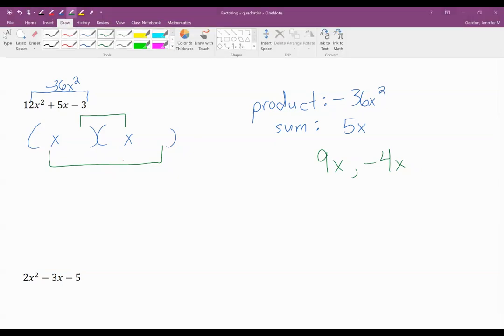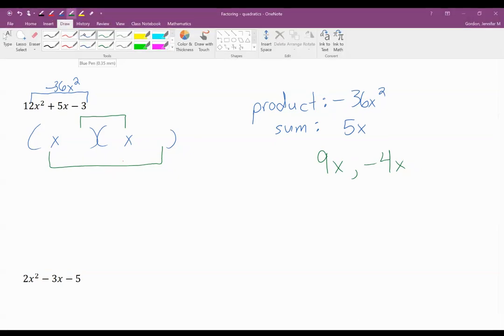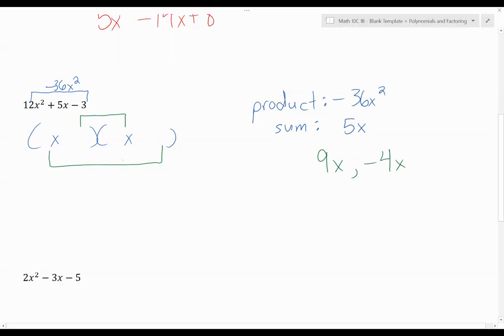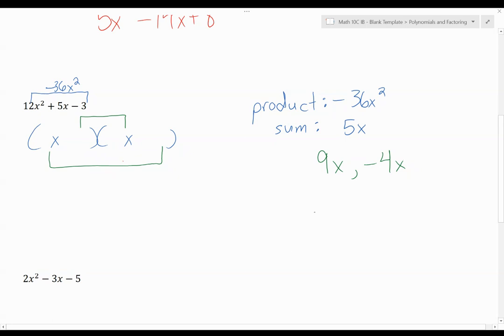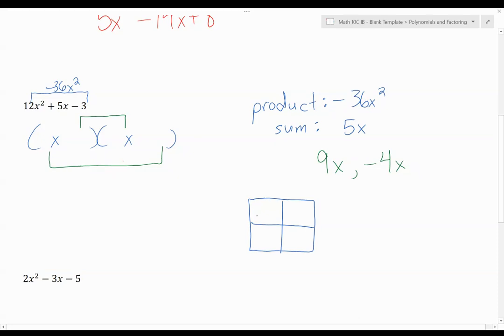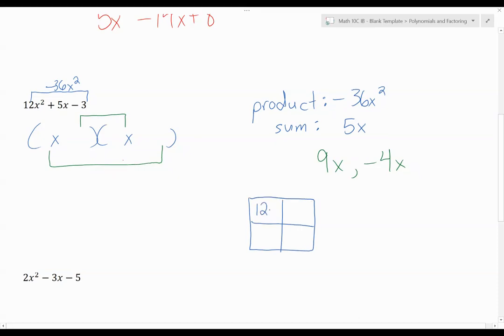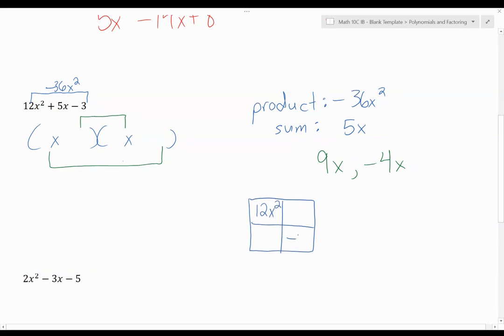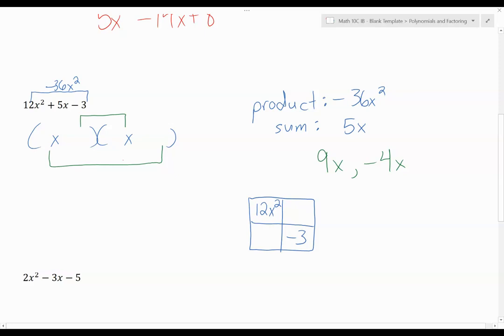But ultimately, one of the ways I can figure out what these two factors are going to be is by organizing these in sort of the same boxes we were using for multiplication, but I'm going to now work kind of backwards for division. Now I know that when I multiply the two linear terms, they had to give me the quadratic term of 12x squared. And when I multiply the two constants together, I have to get minus 3.